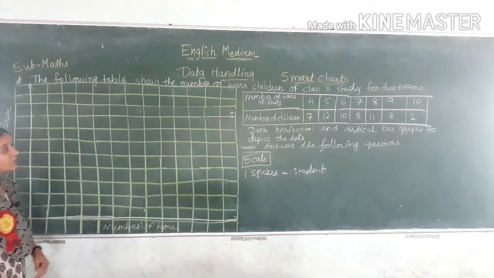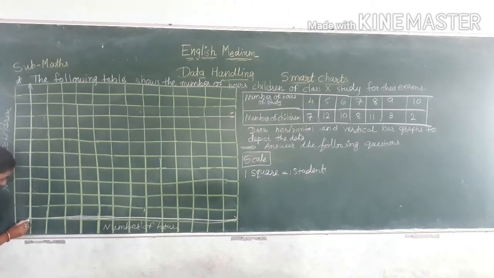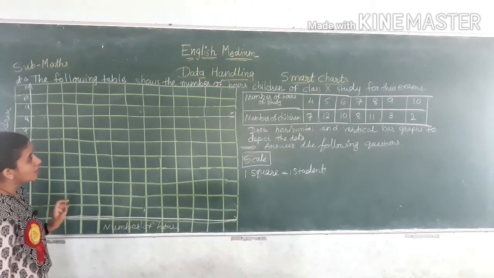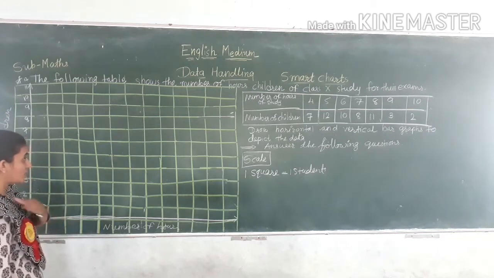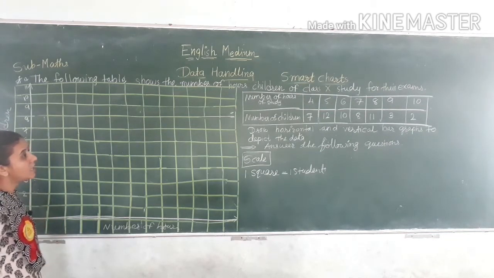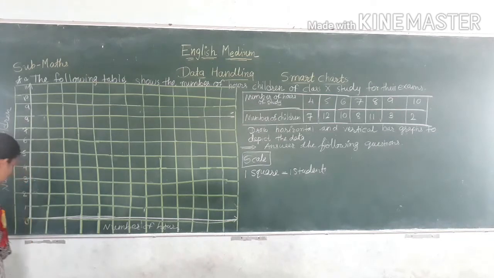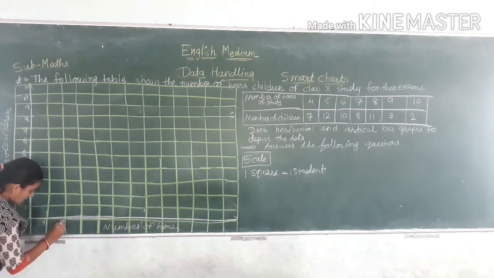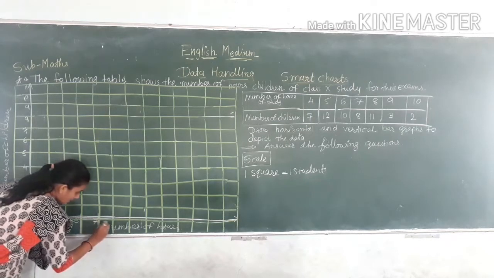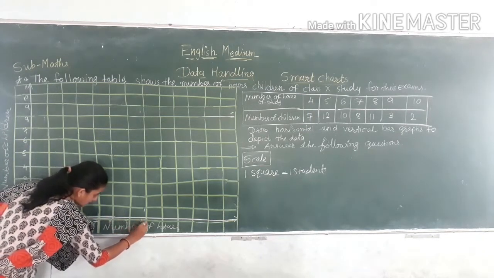First we write 0, 1, 2, 3, 4, 5, 6, 7, 8, 9, 10, 11 and the last one, 12. So 0 to 12. Number of hours of study: 4 hours, 5 hours, 6 hours, 7 hours, 8 hours, up to 10 hours. So we write 4, 5, 6, 7, 8, 9 and 10 hours.